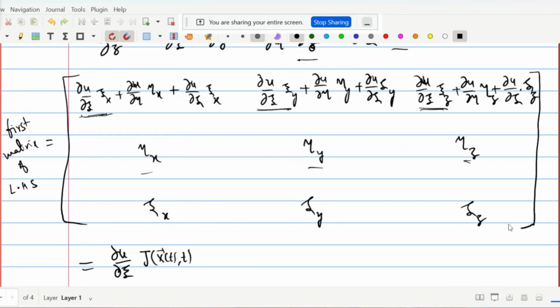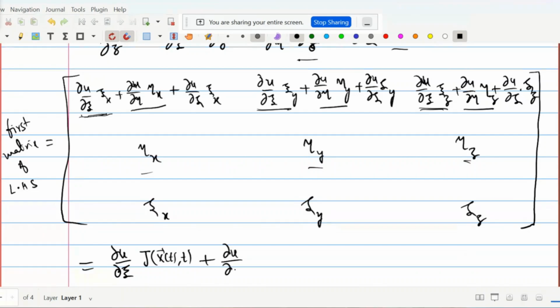Hello? Yes, sir. What is the second matrix? ∂u/∂η is common here, here, here. But what is the row left? If you take ∂u/∂η out, ηx, ηy, ηz is your first row. But the second row is also the same. That is why it is 0.